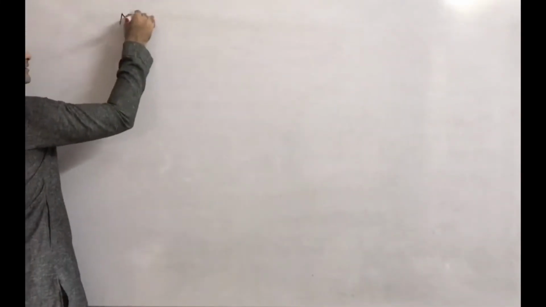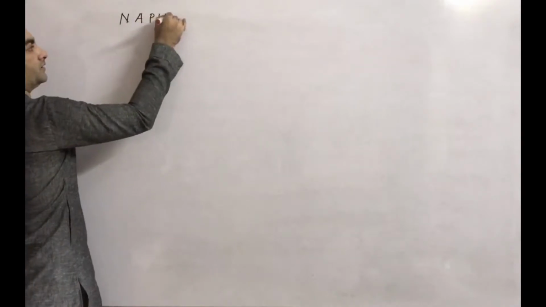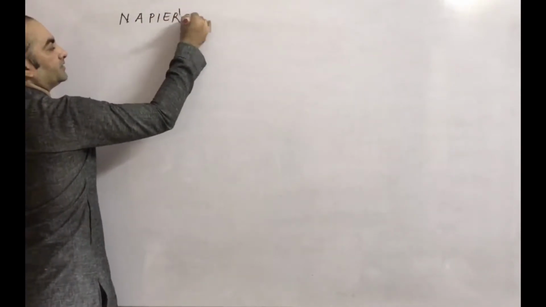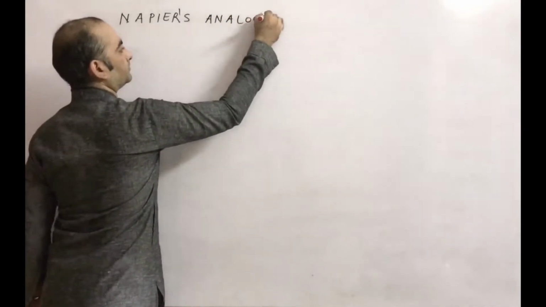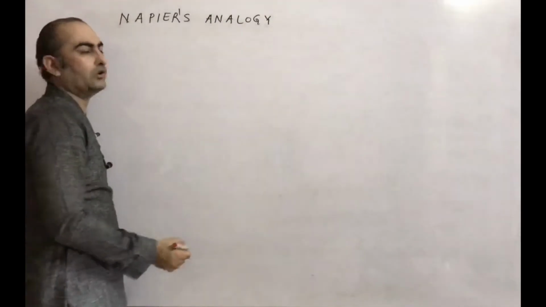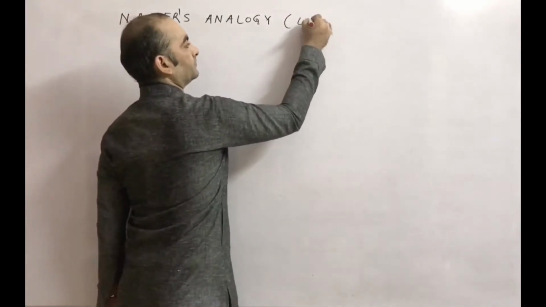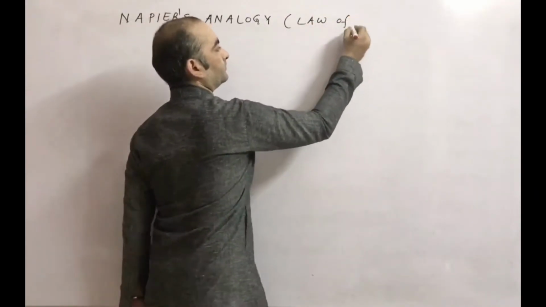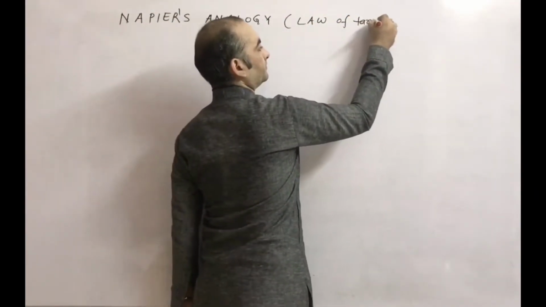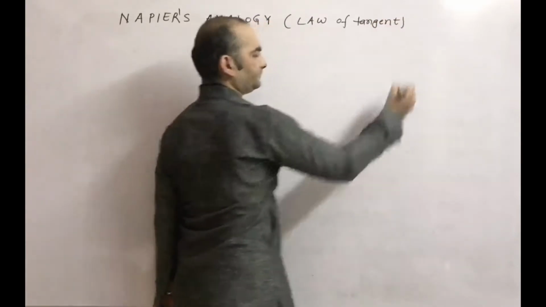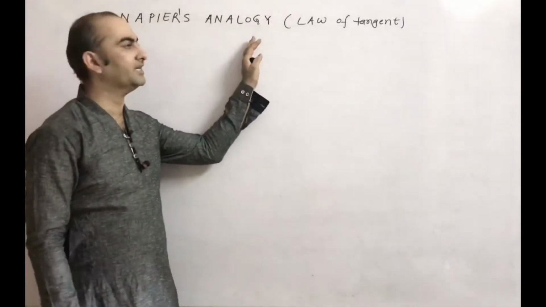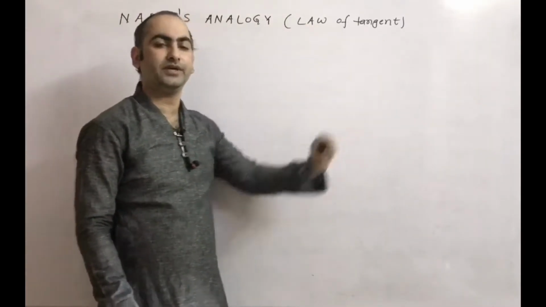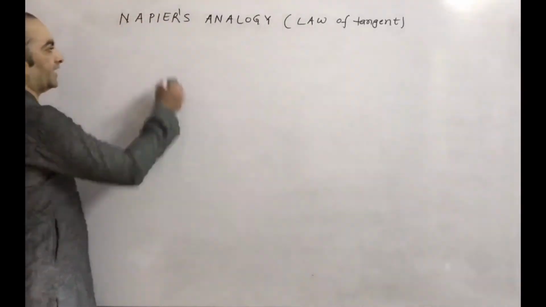Next we are discussing Napier's analogy, or we can say law of tangent. Okay, so in this one we have a triangle.